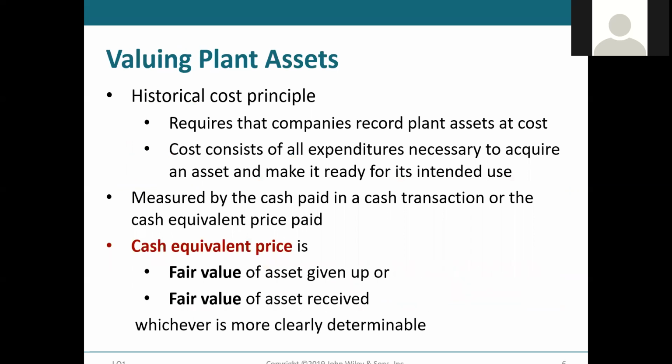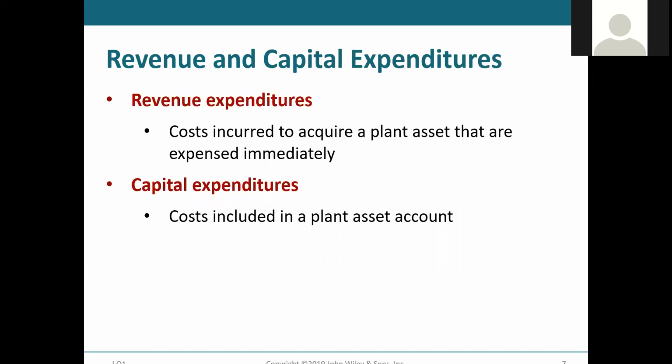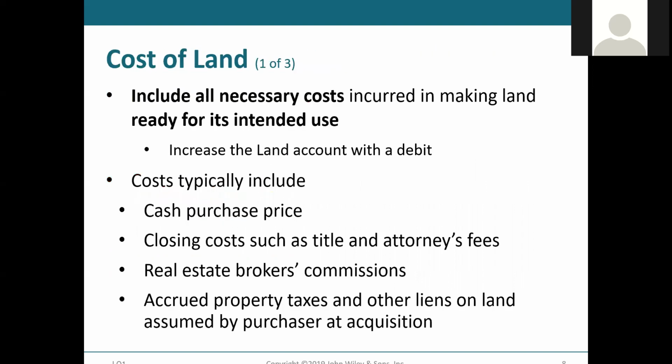Valuing plant assets. Everything on your balance sheet is going to be at the historical cost. Requires that companies record plant assets at cost. Once you record it at cost, you're never going to credit it, never again. The cost consists of not just the price of the equipment, but all the ancillary costs involved with it, such as insurance or installation or something like that. So the cost of all expenditures necessary to acquire an asset and make it ready for intended use, measured by cash, of course. Capital and revenue expenditures.